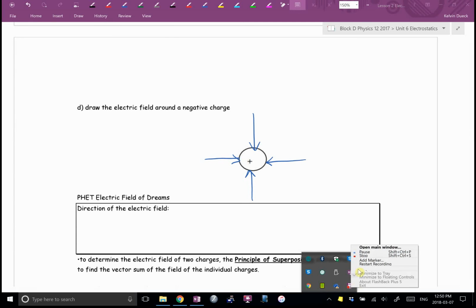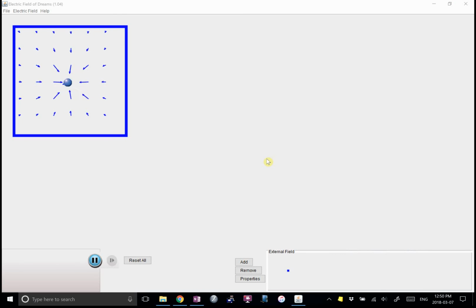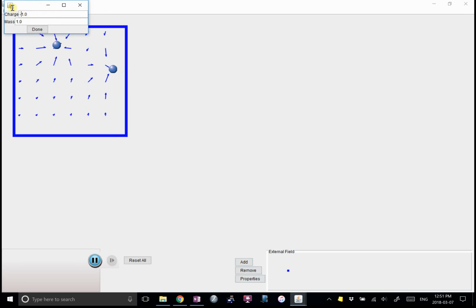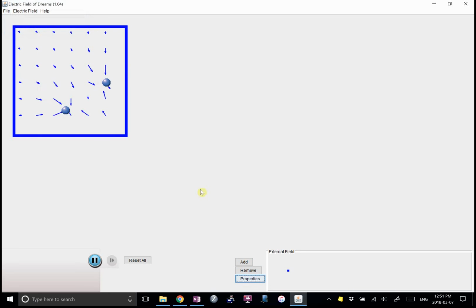Put your pencils down. So this is a sim from PhET, a physics website. It's called the Electric Field of Dreams. So we know that this is negative because electric field lines are pointing towards it. I'll add one. What do like charges do? Okay, this is what's going on all the time on a subatomic level, on an atomic level. I'm going to add another charge, but this charge, I'm going to make instead of negative one, positive one.